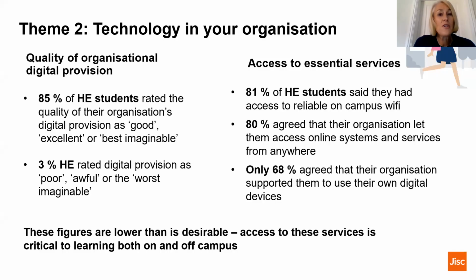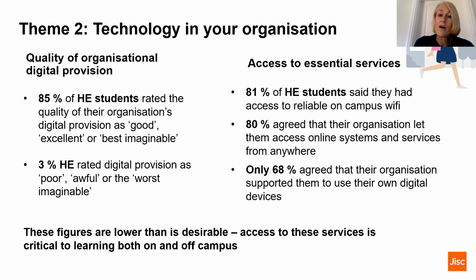So moving on to theme 2, where we're looking at technology in your organisation. The questions in this theme offer some valuable insights in terms of how students are accessing the services and the digital environment that universities are providing them. Here we can see, I think very pleasingly, that 85% of students rated the quality of their organisations as good, excellent or best imaginable. And I think that very much validates all the support and work that has been going on to ensure that students are having an excellent experience when they come onto campus in relation to the digital environments that they may be accessing.